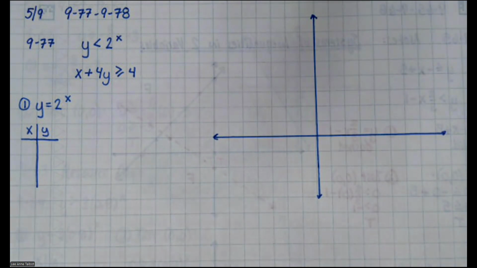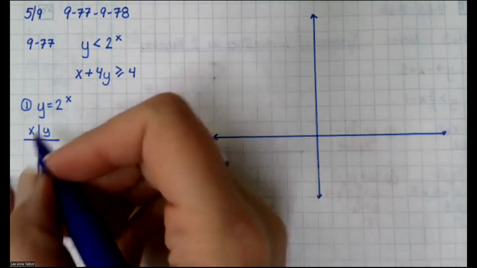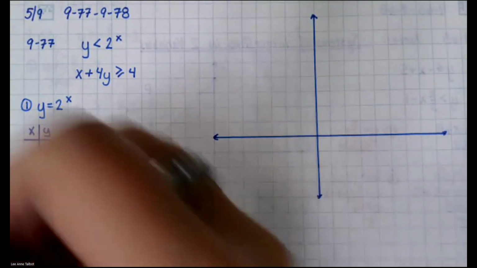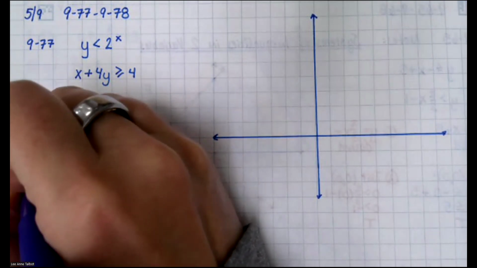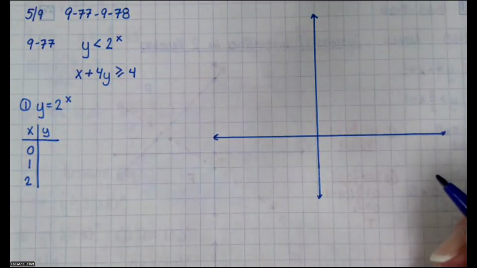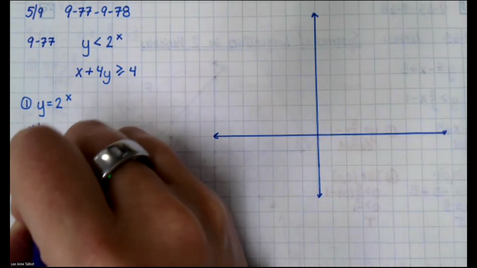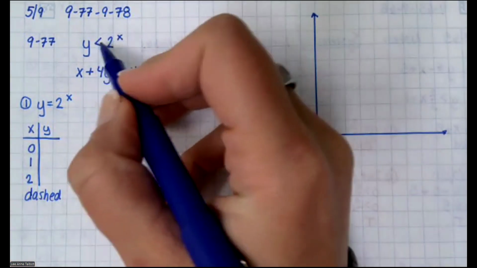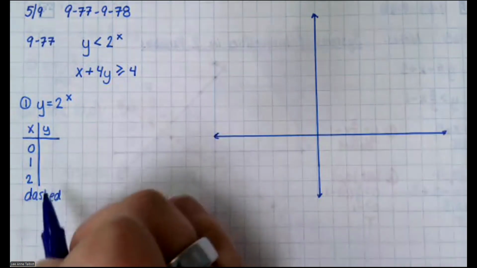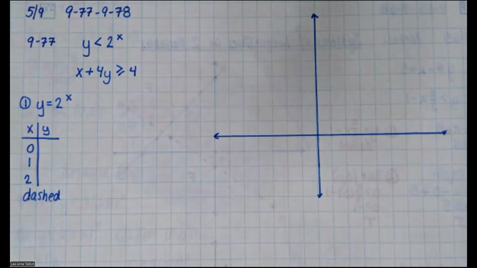Okay, now this one is interesting. So it's exponential, which means I'm going to start with a table just to help me get my sketch of my curve. I know it's going to be a curve. I also can tell that it's going to be dashed from this original inequality. But what is the start on this one?